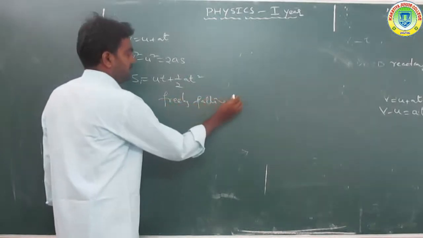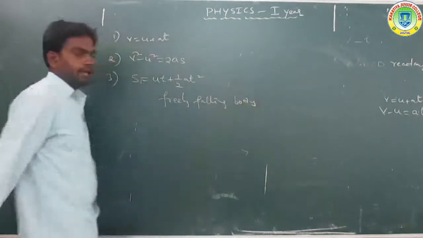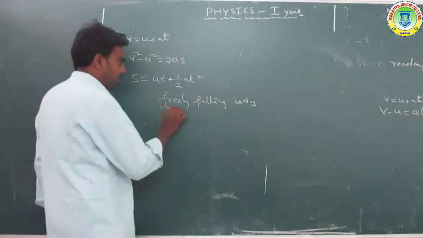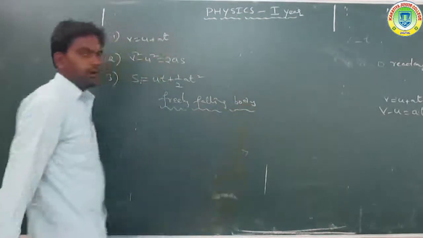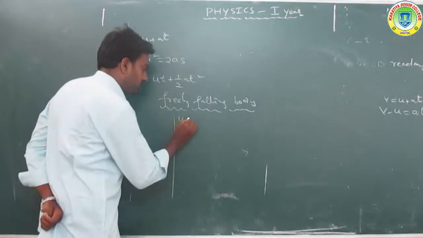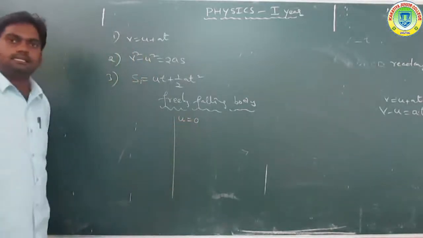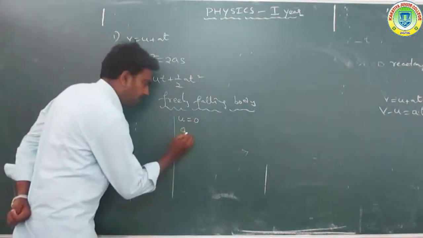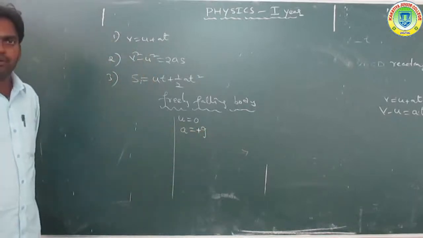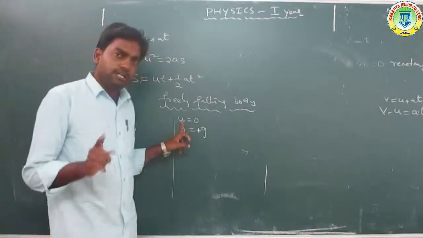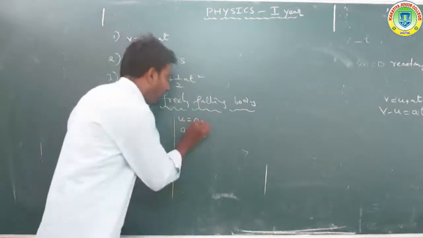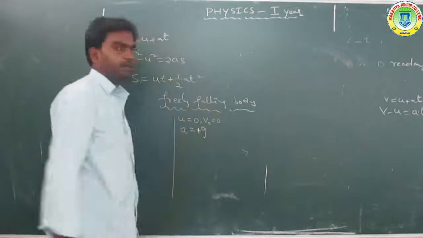First of all, a freely falling body, just like a raindrop, or a chalk piece released to reach the ground. Now take the condition of a freely falling body. For any free falling body, the initial velocity is 0, and the acceleration is plus g. The initial velocity u is equal to 0, or v naught is equal to 0, as it is also represented.